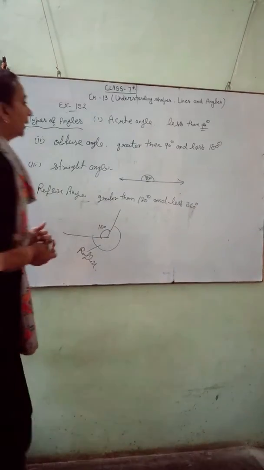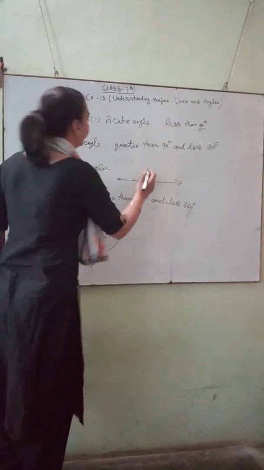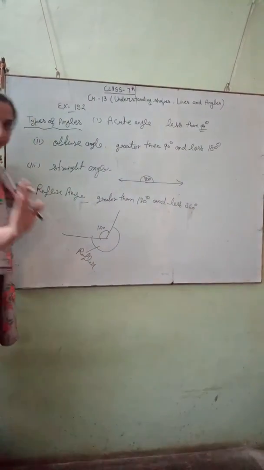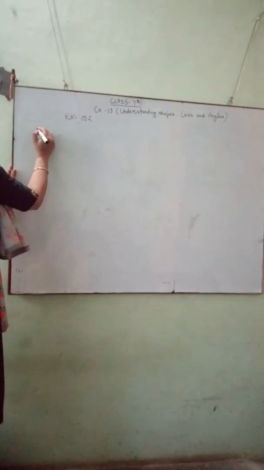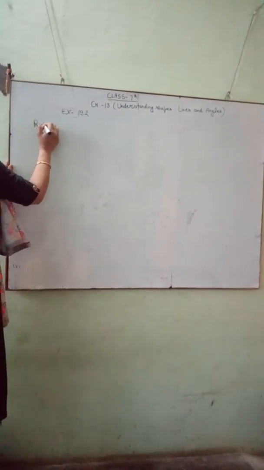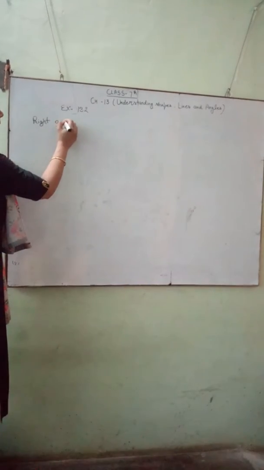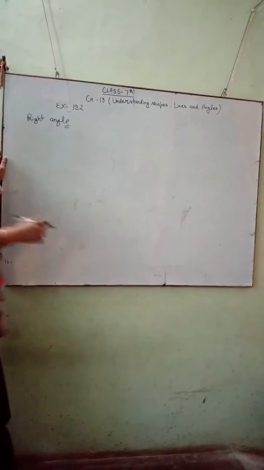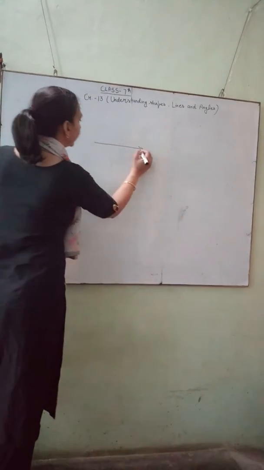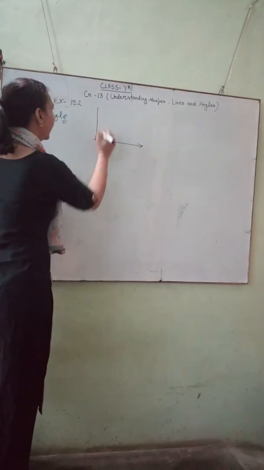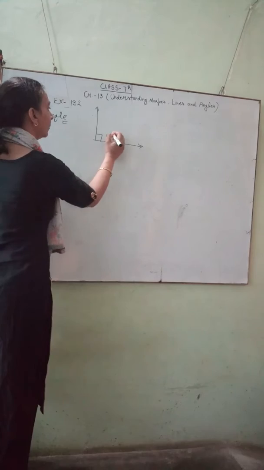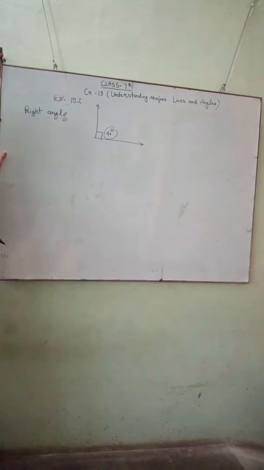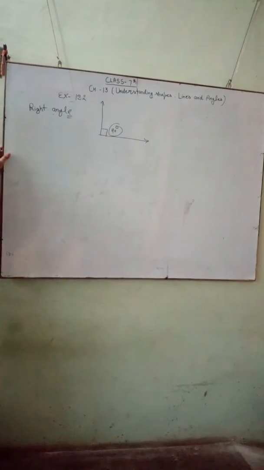Again, students, there are two main points. The first point is the right angle. Students, a 90 degree angle is a right angle. This is an angle and this is a right angle. The measure of a 90 degree angle is a right angle. Clear, students?